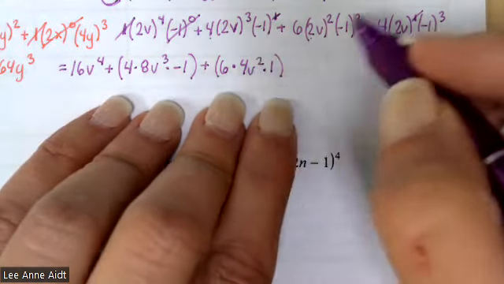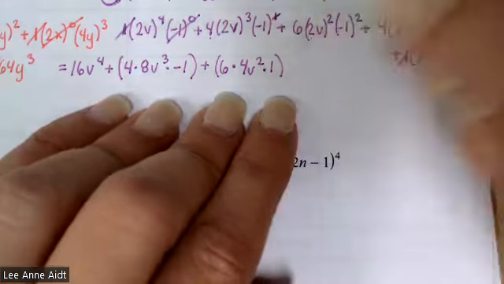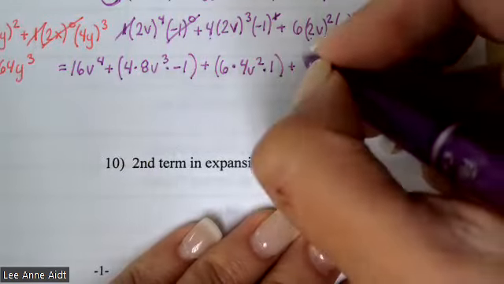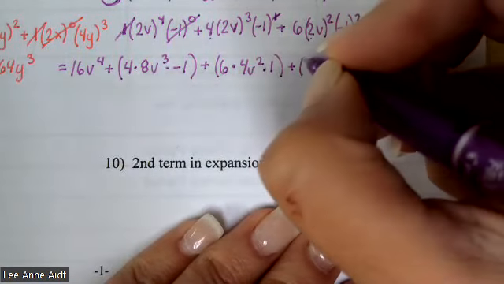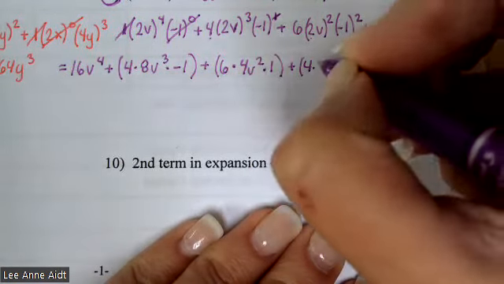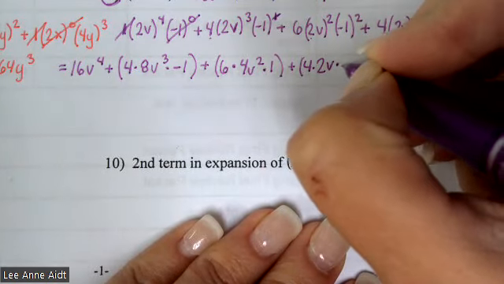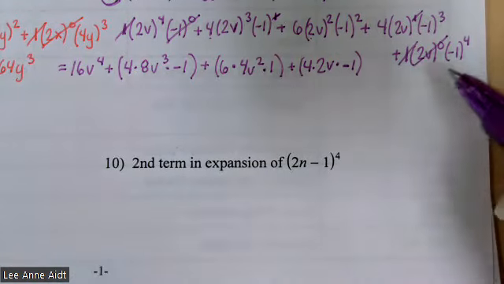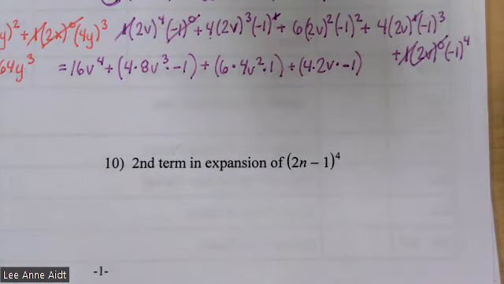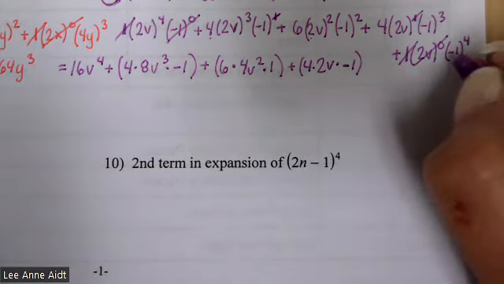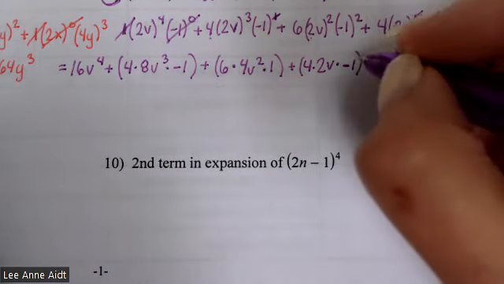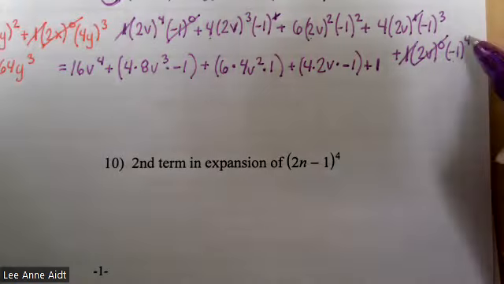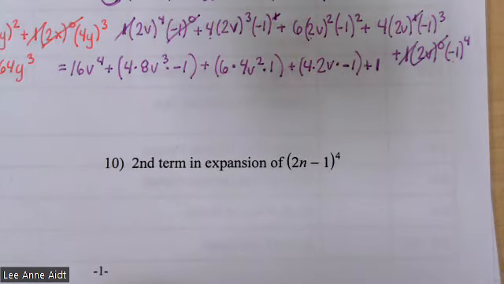You wouldn't really even have to write this. I just want to do it because I'm being very careful. Okay. 4 times 2v times -1 is -1 cubed. -1 times -1 times -1, which is a negative. And then this would be +1 because -1 to the 4th is +1.